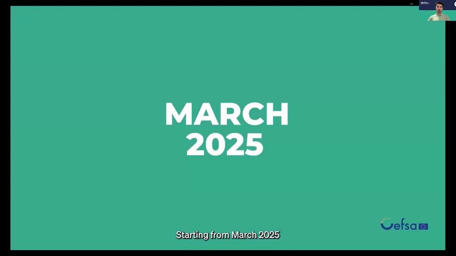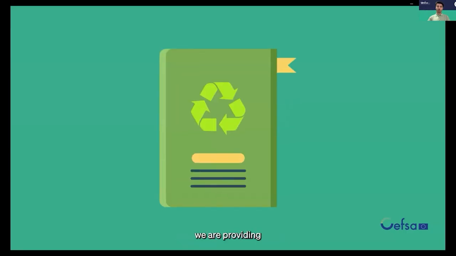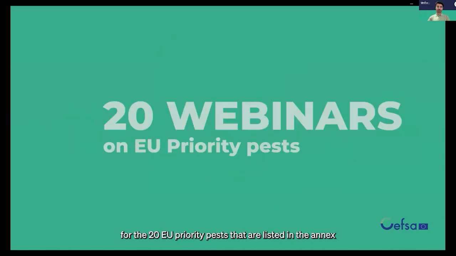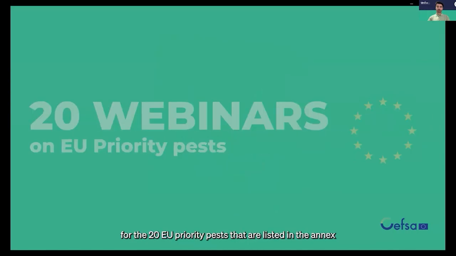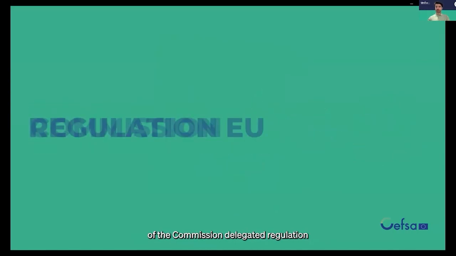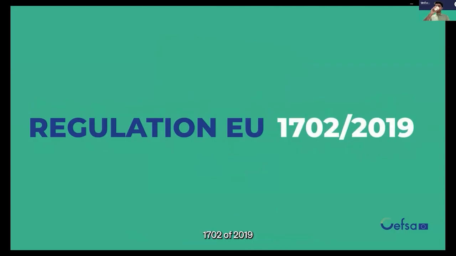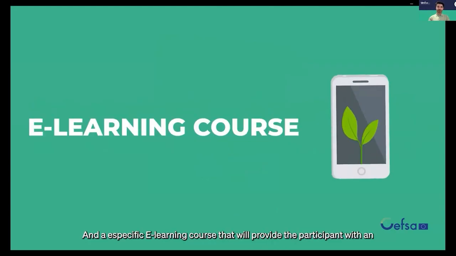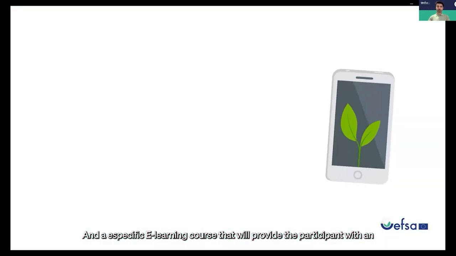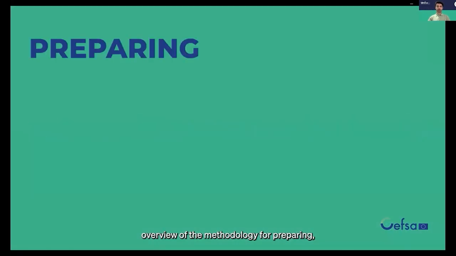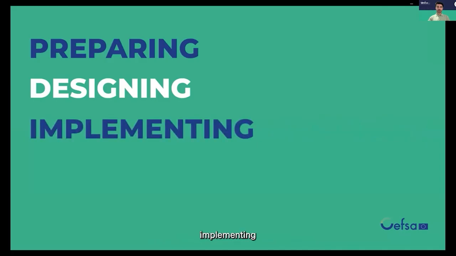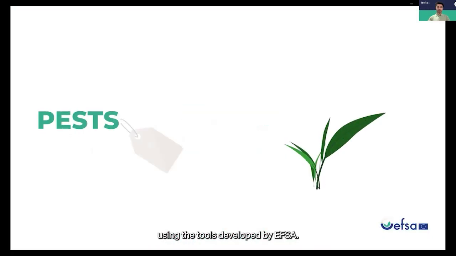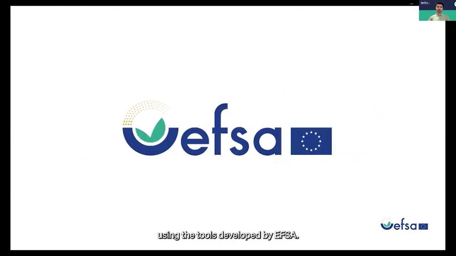Starting from March 2025, we are providing specific webinars for the preparation and design of detection surveys for the 20 EU priority pests that are listed in the annex of the Commission Delegated Regulation 1702 of 2019, and a specific e-learning course that will provide the participant with an overview of the methodology for preparing, designing, implementing and reporting of surveys of Union quarantine pests using the tools developed by EFSA.